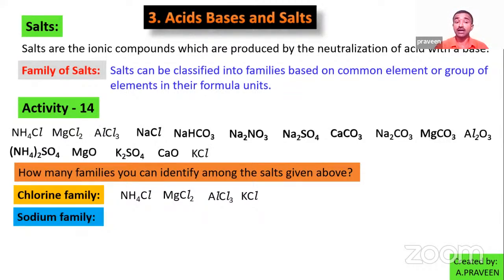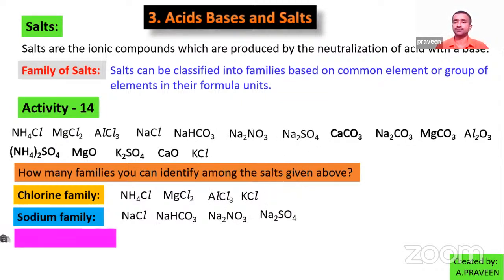The next family here is the sodium family. In the given salts, those which have sodium commonly are taken as the sodium family. So what are they? Sodium chloride, sodium bicarbonate, sodium nitrate, sodium sulfate, sodium carbonate, like that. The next family is the carbonate family. Those commonly having the group of atoms carbonate, CO3, are taken into the same family: CaCO3, Na2CO3, MgCO3, etc.